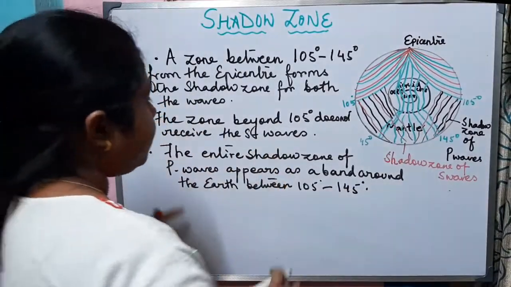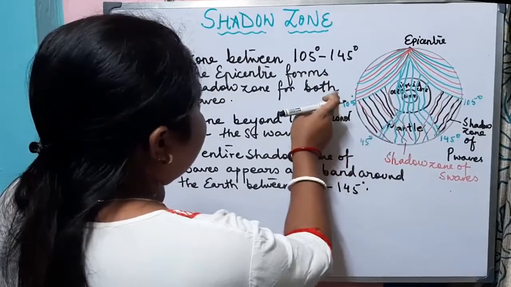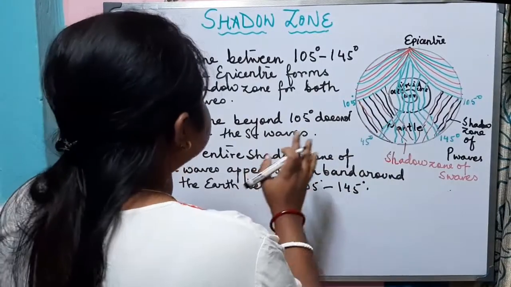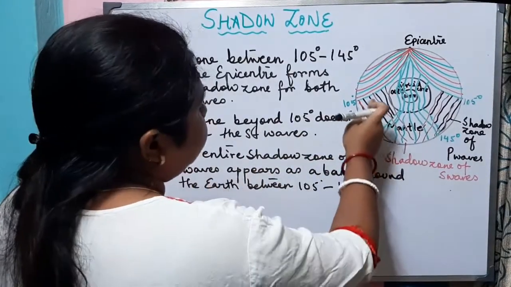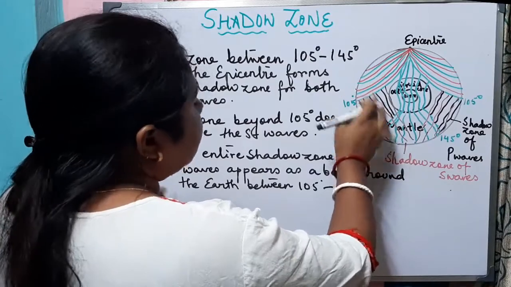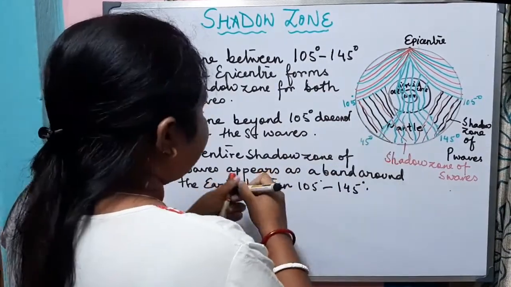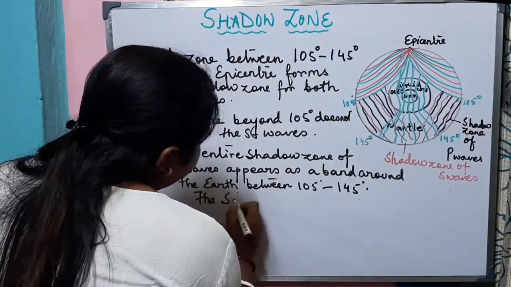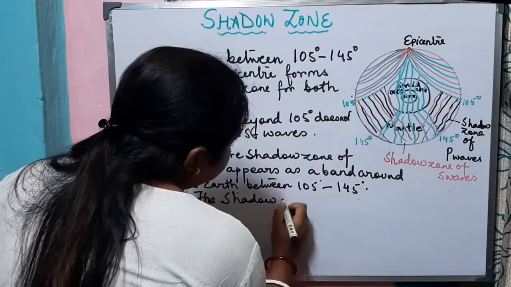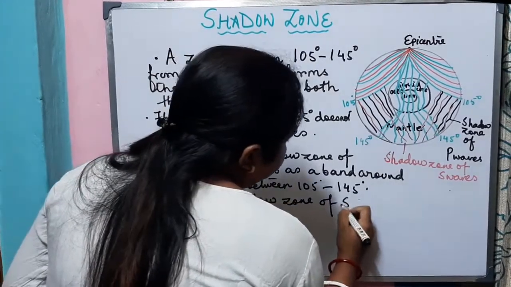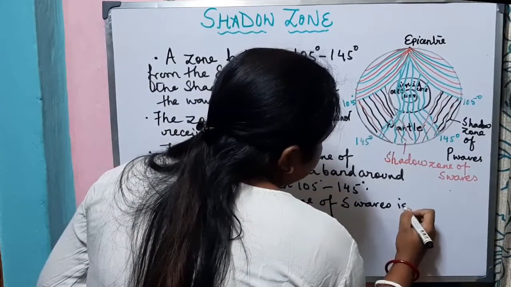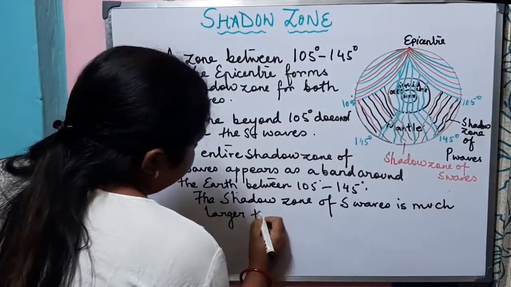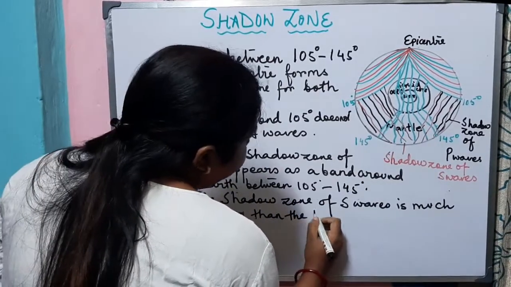So what we can say is that the zone beyond 105 degree, that is from the epicenter, does not receive the S waves, whereas the entire shadow zone of P waves appears as a band around the earth between 105 degree to 145 degree. So we can say that the shadow zone of S waves is much larger than the P waves.